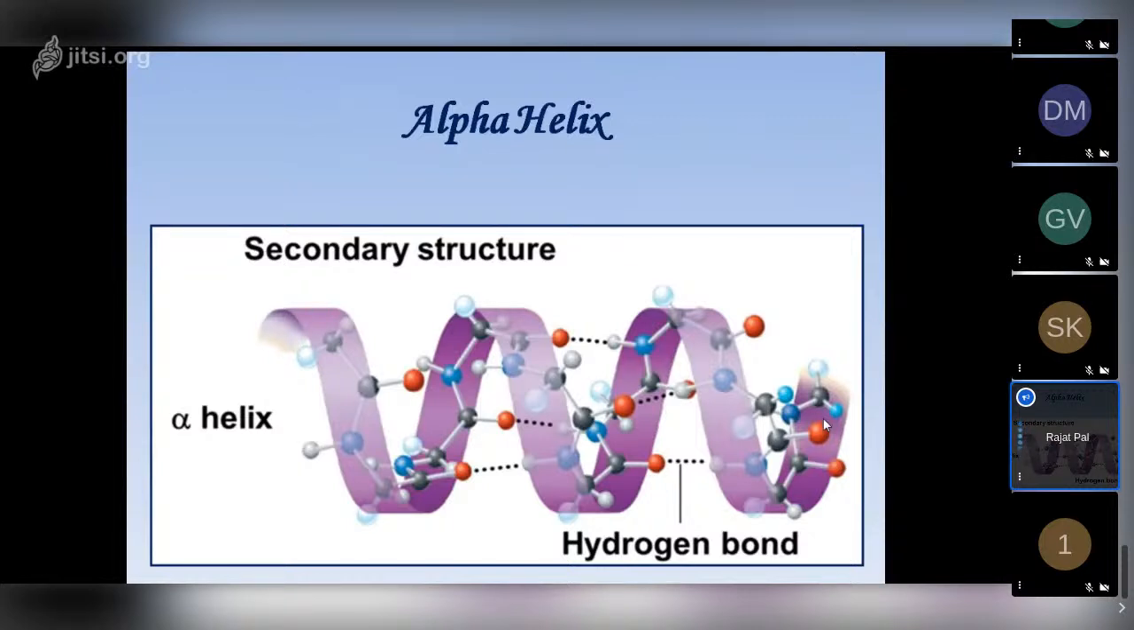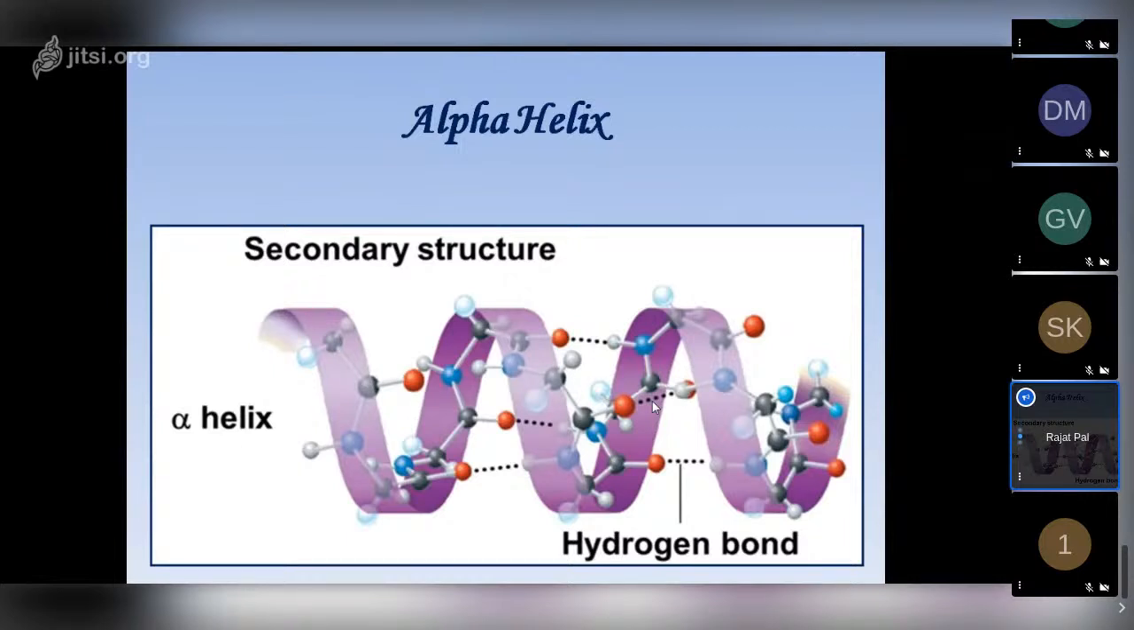Likewise, the hydrogen bond is formed. As I told you, all the amino acids have two groups. One is the amino group, the other one is the carboxyl group. So H from the amino group and O from the carboxyl group can form a bond by the hydrogen bond.